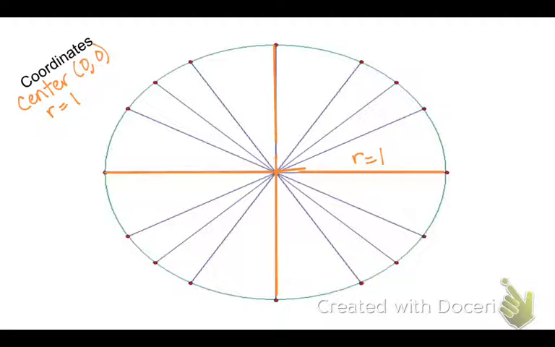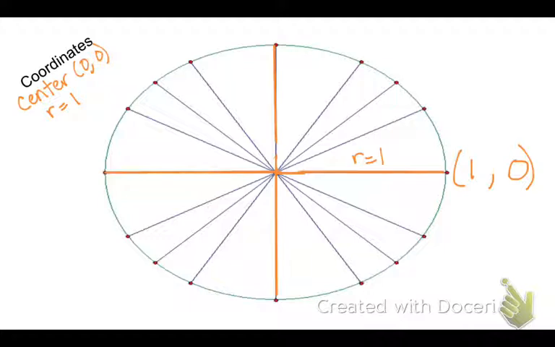So my center is at the origin, and if I move 1 unit to the right, that would put me at this point. 1 unit to the right of the origin is 1, 0. So at 0 degrees or 360 degrees, the ordered pair for that point is 1, 0.